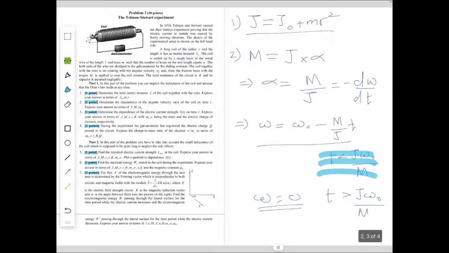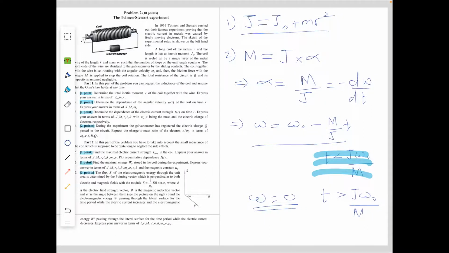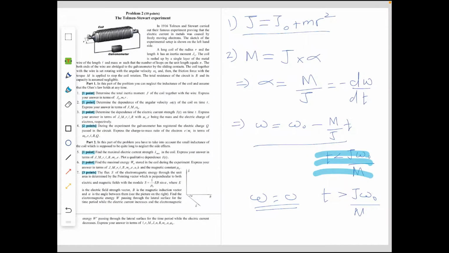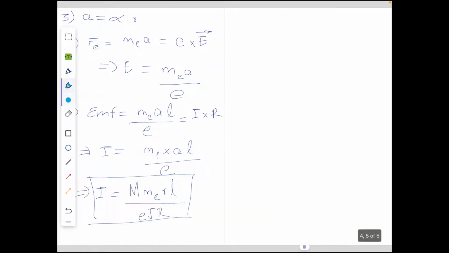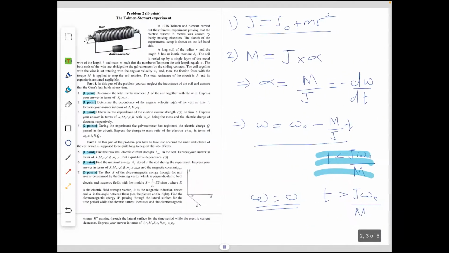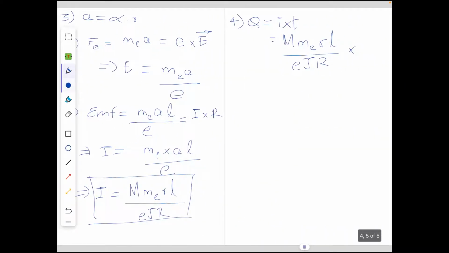For part 4, during the experiment, the galvanometer has registered the electric charge q passed through the circuit, and we have to find the charge to mass ratio of the electron in terms of the given quantities. So for part 4, the charge q equals I times t. The current is M m_e r L over e J R, and the time is, as we found out in part 2, J omega naught over M.